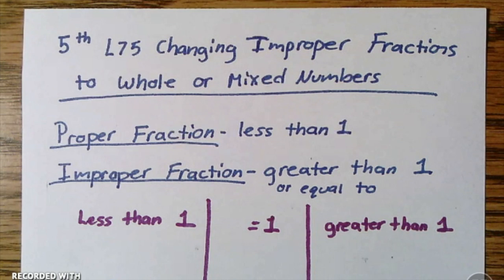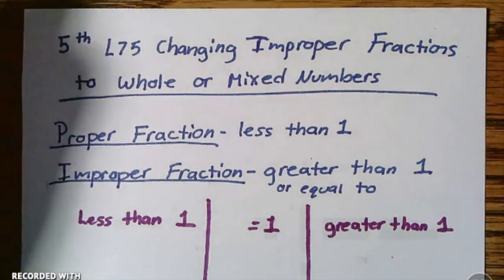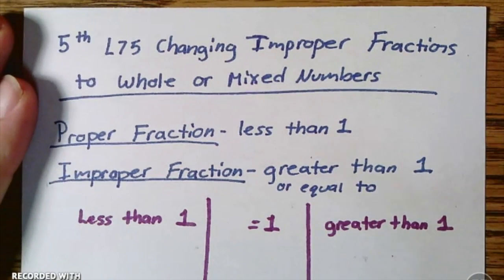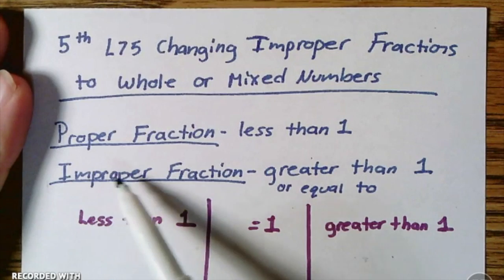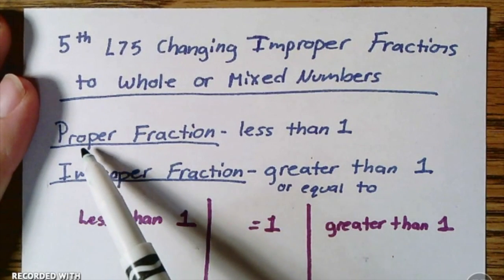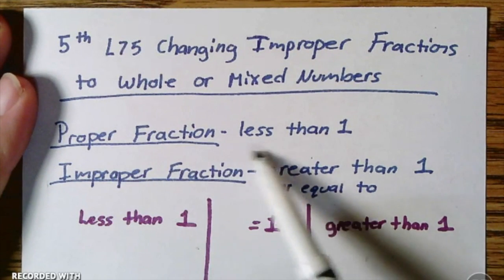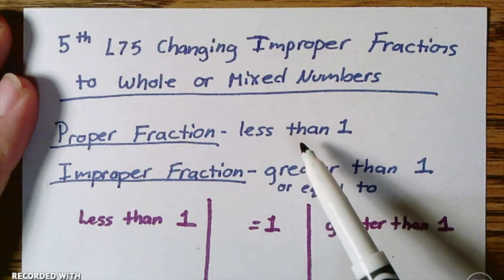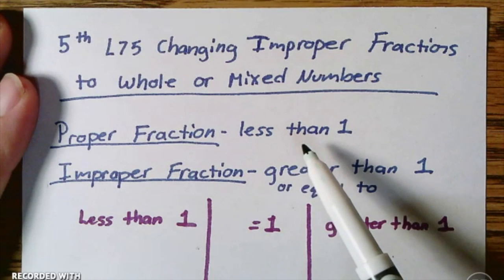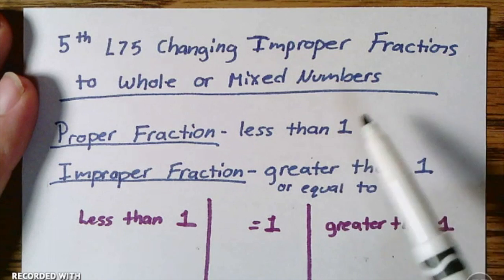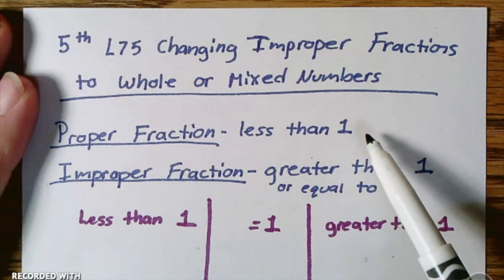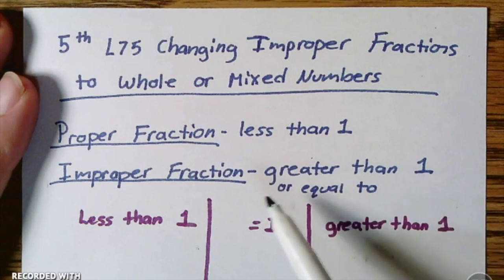Welcome to lesson 75 on changing improper fractions to whole or mixed numbers. So this lesson, once you know what to do, is actually a lot of fun. What you need to know is pretty much all the fractions we've looked at so far have been called proper fractions. Proper fractions are less than 1, like 1/2, 1/4. Anytime the numerator is smaller than the denominator, it is a proper fraction.